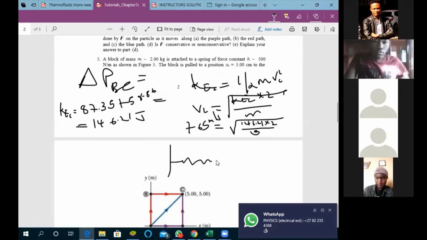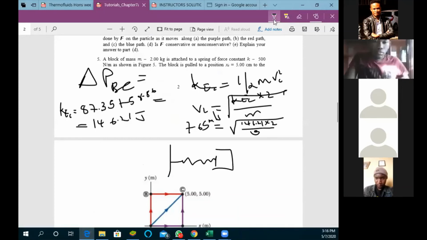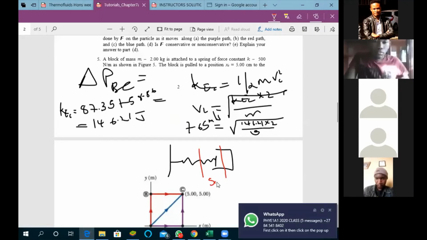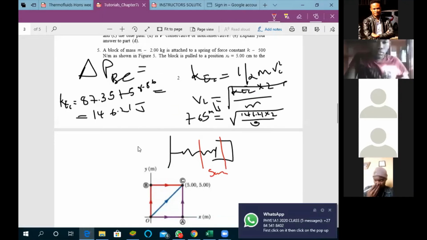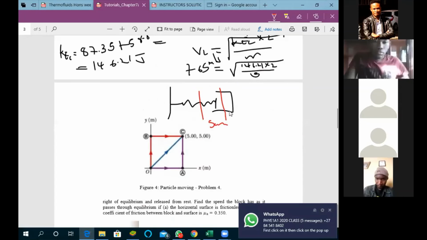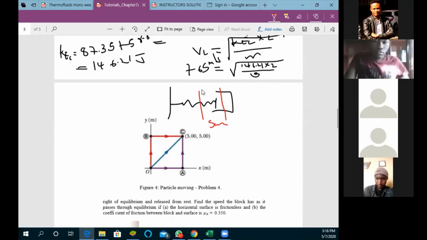Just because we're running out of time, we have a block here, then I have an equilibrium position here, so I pulled it a distance of 5 centimeters. They're asking us, if I release this block, what speed does it attain when it reaches the equilibrium position?